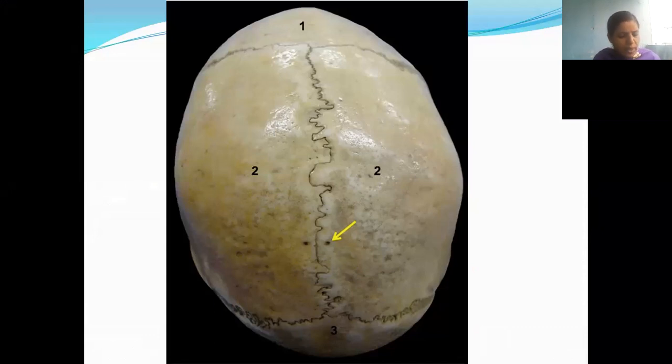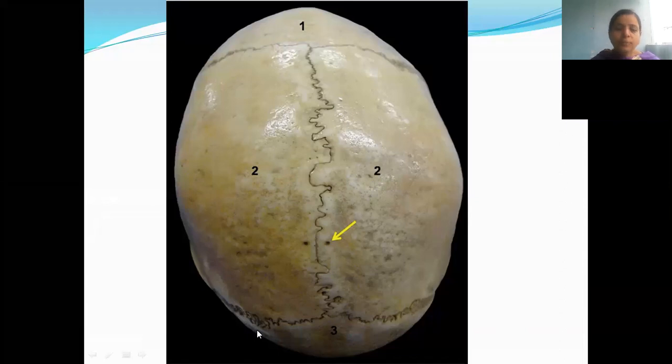So I would like to make you understand a few things in the skull bone. See, this is norma verticalis, what you are seeing. Norma verticalis is when you see the skull from the superior aspect. So number one, whatever is written is frontal bone, and number two on each side is written two parietal bones, and behind we have occipital bone.